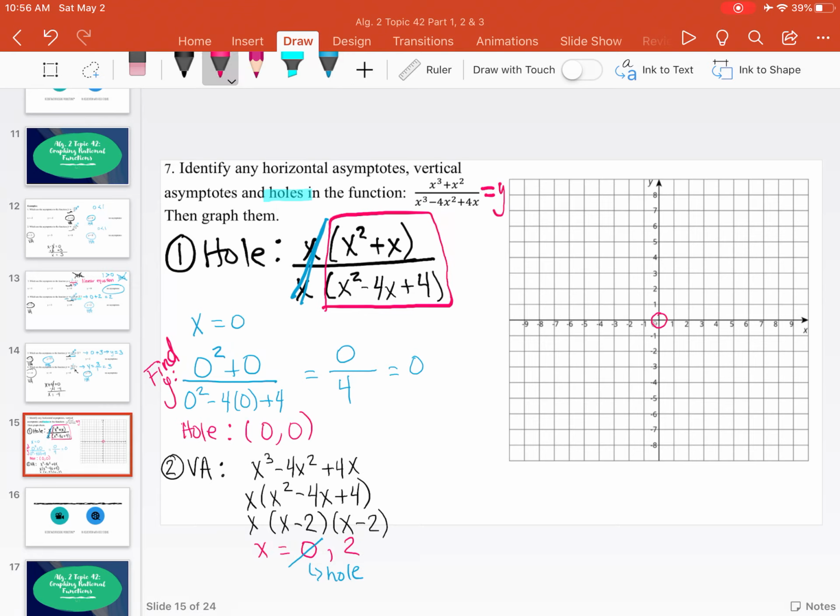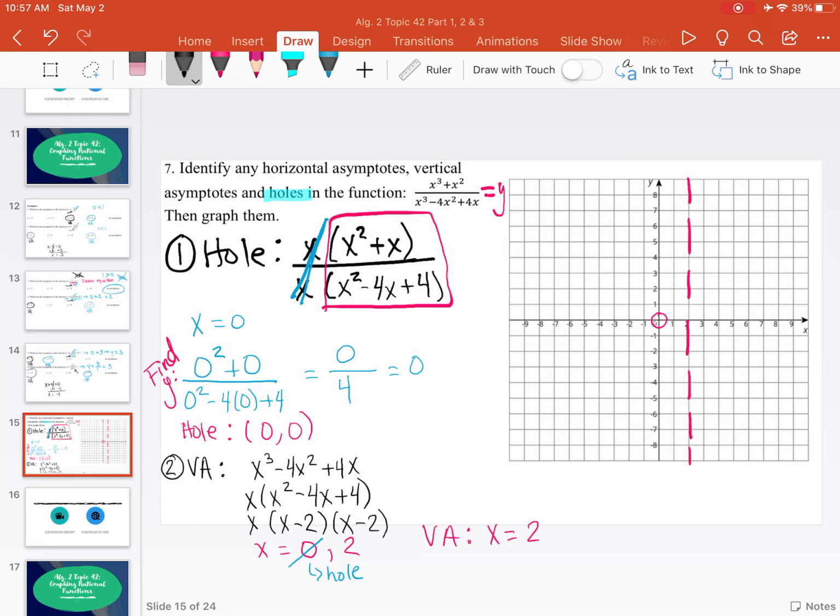So the only vertical asymptote that I can have is at x equals 2. So I'm going to graph that. Since x equals 2 is a vertical line, I'm going to find 2 and draw a vertical line straight through it. And remember, with asymptotes, we draw those with dashed lines.